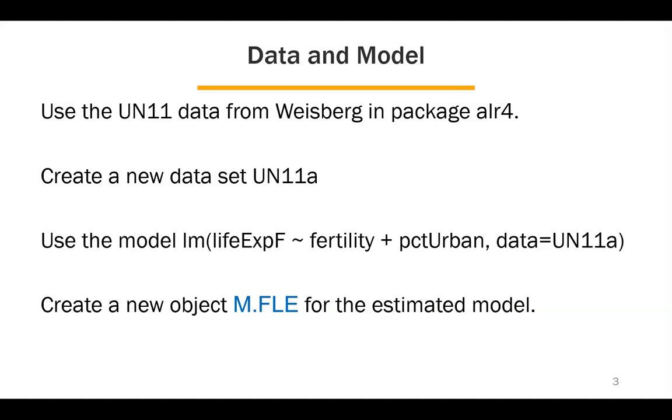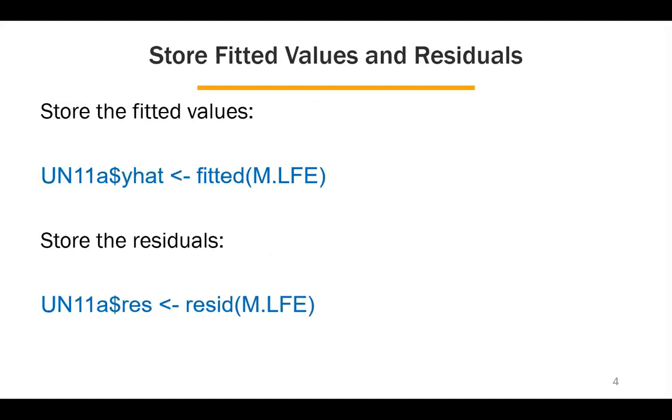So you see it there on the screen, hopefully, life expectancy for females as a function of fertility and the percent that live in urban areas from this data set. And the variables aren't important at the moment. We just want to get familiar with this process of having a model and getting the fitted values. And we're going to create a new object, m.fle. So M for model, FLE, female life expectancy, let's say, and that'll be for the estimated model.